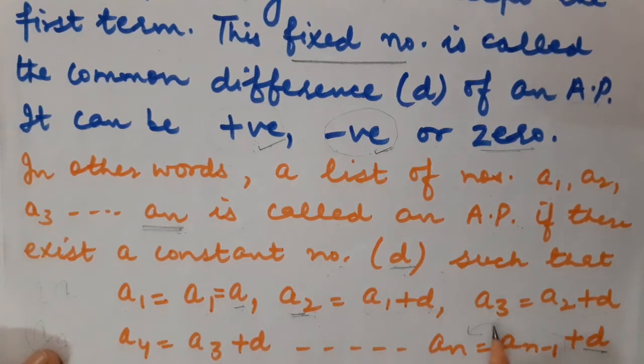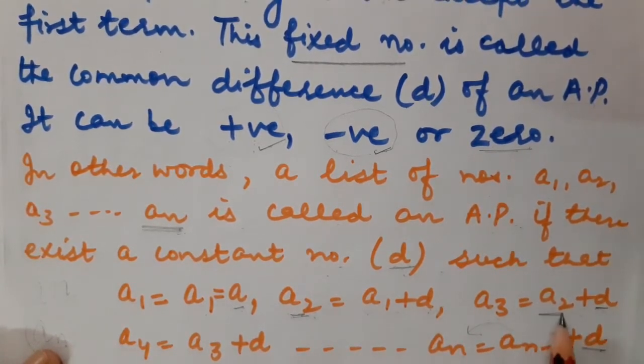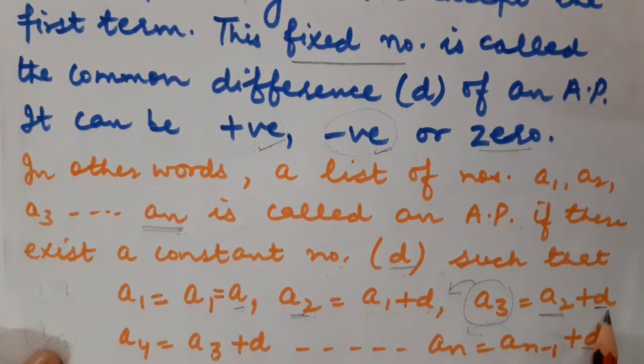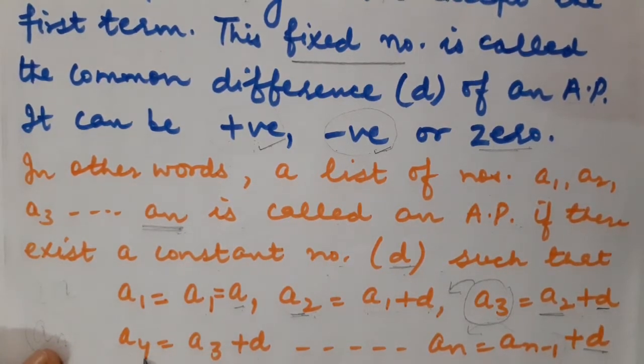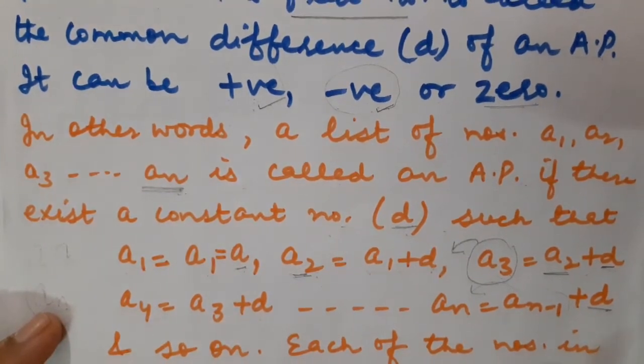In the same manner, how am I going to get A3? I add the common difference to its preceding term, that would be A2. So A3 will become A2 plus D. Correct? Now what would be A4? A4 is equal to A3 plus D and so on.